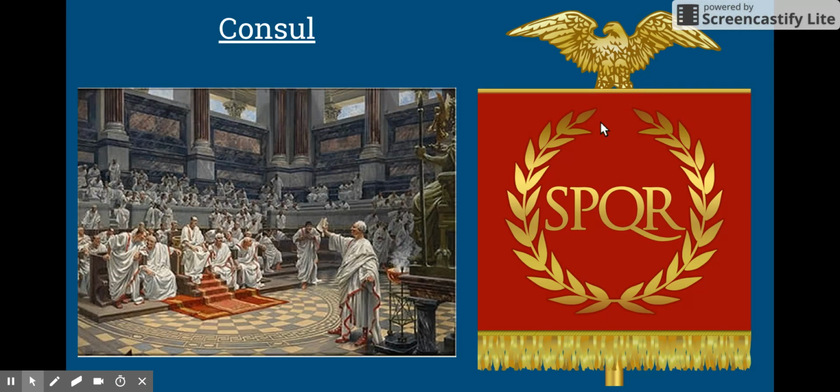This is a picture of the SPQR. Again, this was that branded idea. This was that propaganda that was used by the Roman people. The picture on the left here is a depiction of the Roman Senate, and here you have a consul member sitting on his throne. The consul member would lead the procession of the actual meetings between the assembly members, between the Senate members.